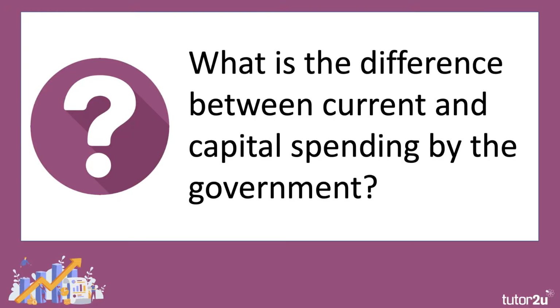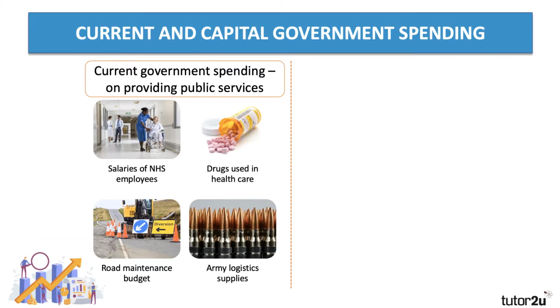You need to know the difference between current and capital spending by the government. Current spending is spending on providing those key public services: the salaries of people working on the front line in the NHS, for example, the drugs used in healthcare, the road maintenance budgets on major roads and motorways, the money spent supplying logistics to the armed forces, etc., the salaries paid to teachers providing education in schools and colleges.